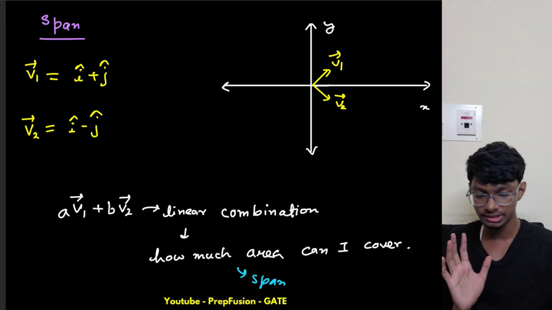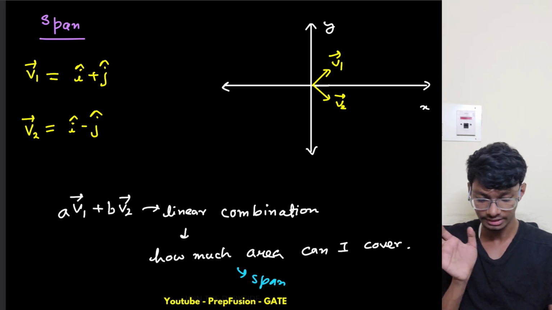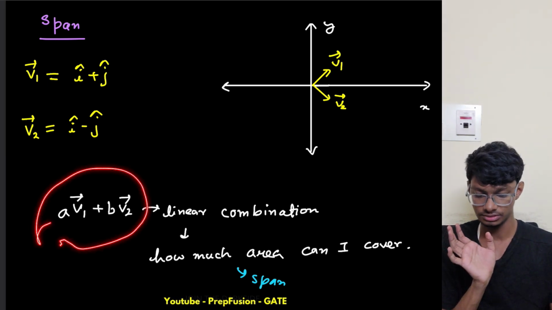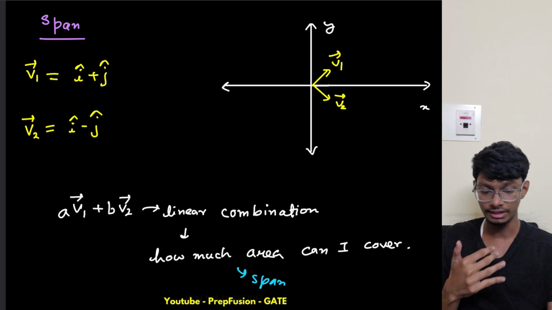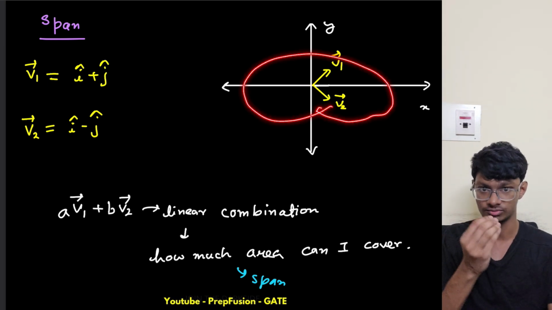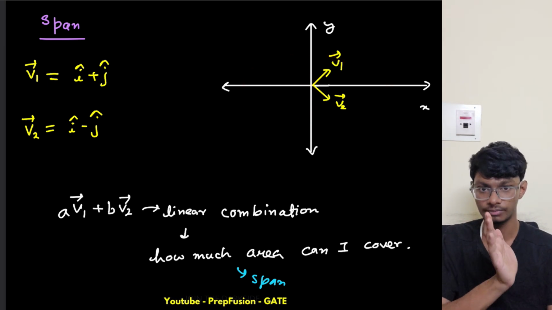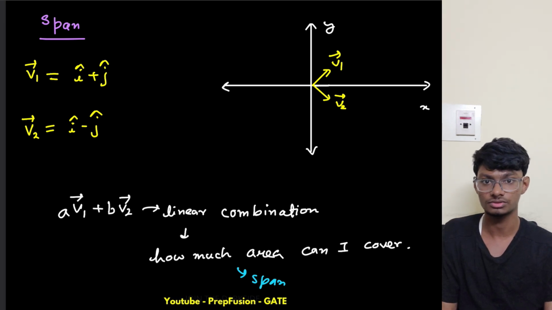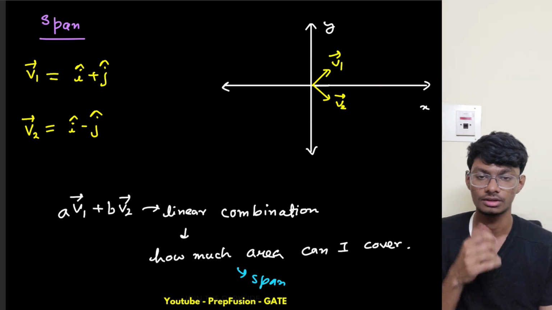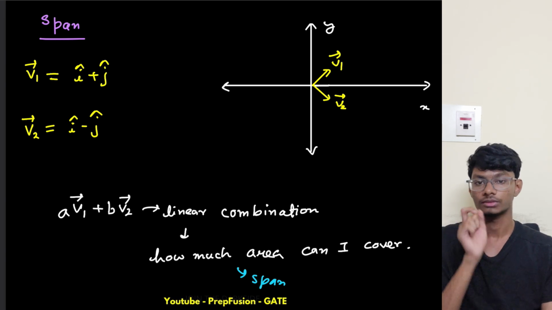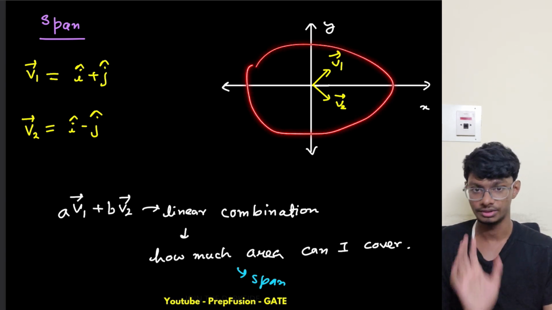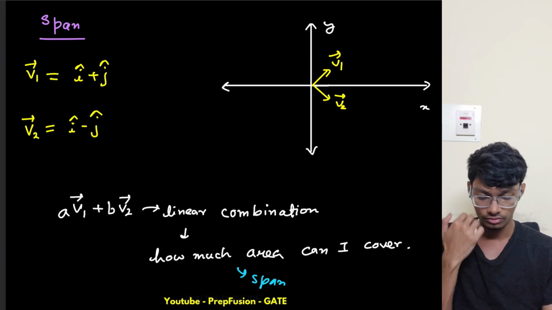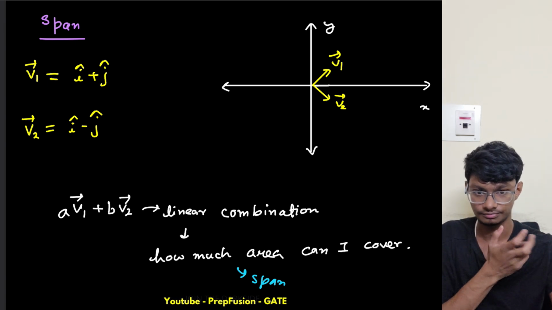So can you tell me how much area can I cover? You have a basic idea, right? With a linear combination of these two vectors, this one and this one, can I cover this whole xy plane, or can I just cover one line? Or can I cover 3D also? This is 2D, right? So what can I cover? I can cover this whole 2D plane. So the span will be 2D in this case.